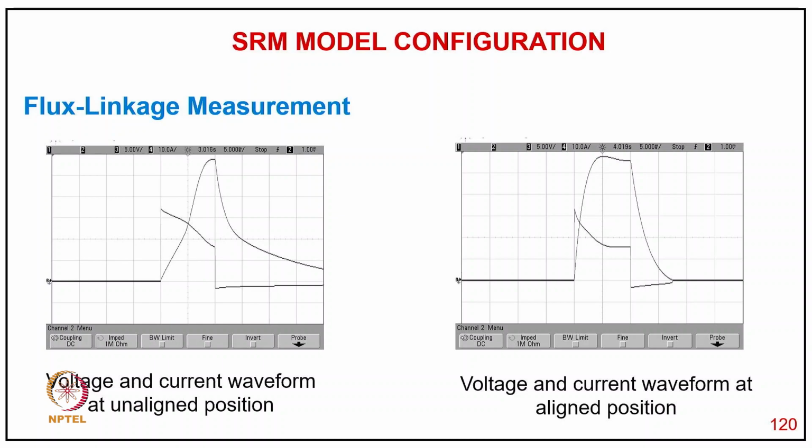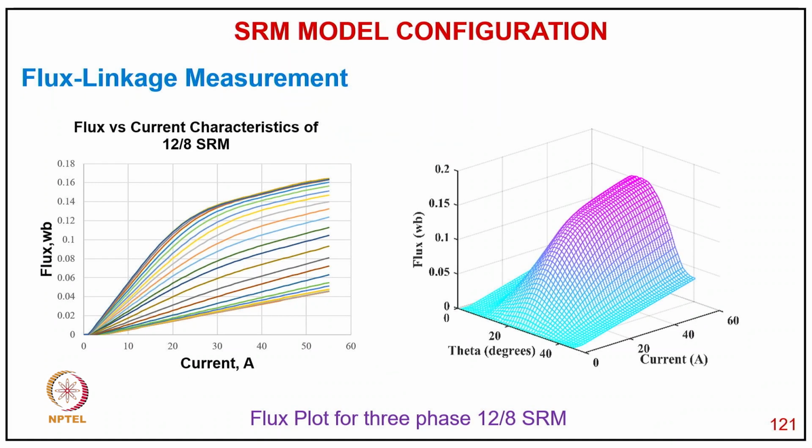And this is the flux linkage measurement, showing the voltage and current waveforms at the unaligned position and the voltage and current at the aligned position. From this we get the flux linkage characteristic, as you can see here, at different rotor positions from unaligned to aligned position, and we get the flux at different theta. This was the 3-dimensional characteristic of flux linkage with current.